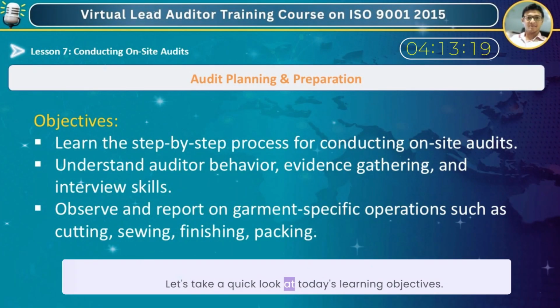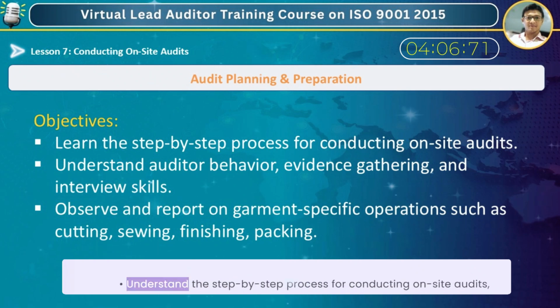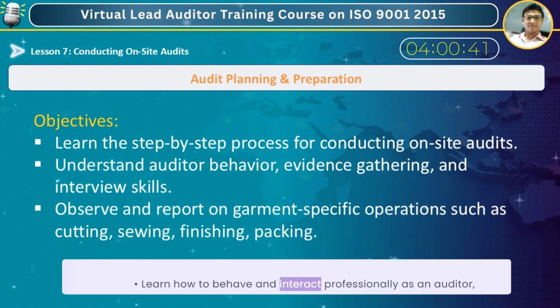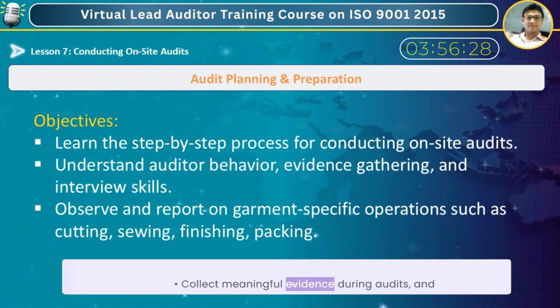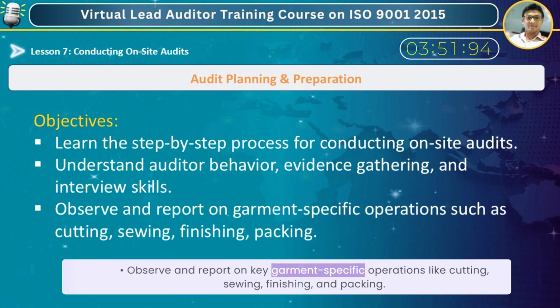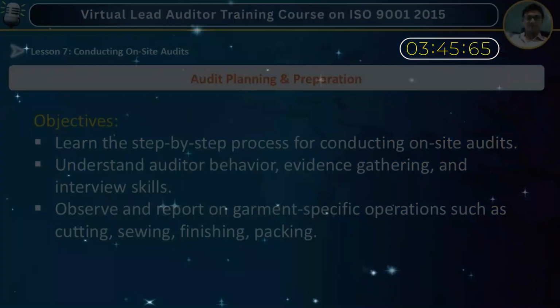Let's take a quick look at today's learning objectives. By the end of this session, you should be able to understand the step-by-step process for conducting on-site audits, learn how to behave and interact professionally as an auditor, collect meaningful evidence during audits, and observe and report on key garment-specific operations like cutting, sewing, finishing, and packing.